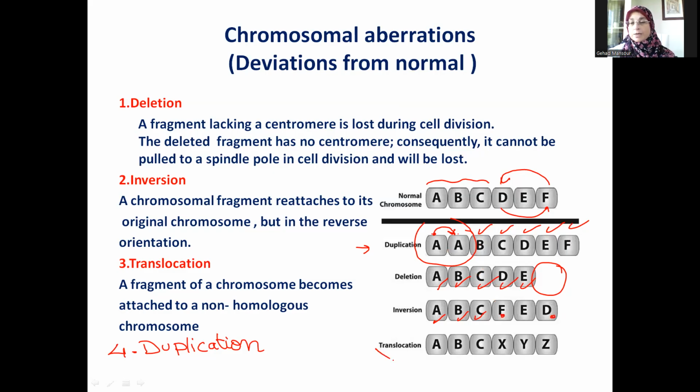In translocation, you take part of the chromosome, like the first part ABC, and you add it to a totally different chromosome, and this we call translocation.